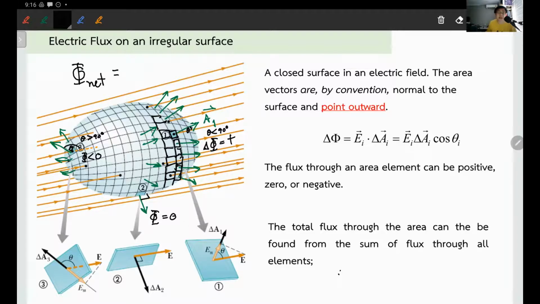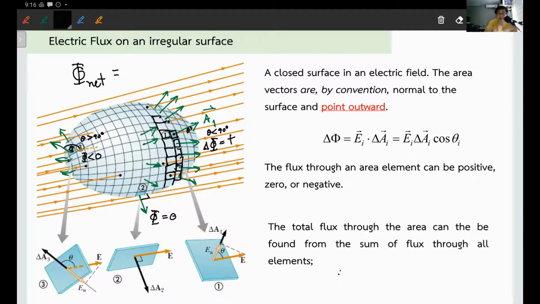So what is the net flux telling you? It's telling you that within this closed surface, at the end, is there any electric field going outward, inward, or nothing at all? Yes? Okay, let's think of it in another scenario.